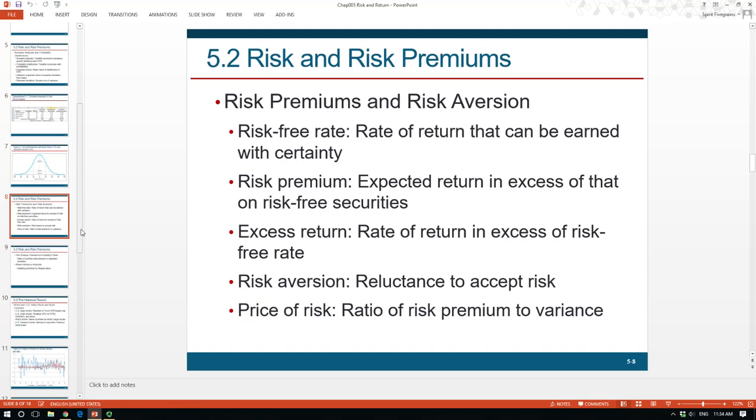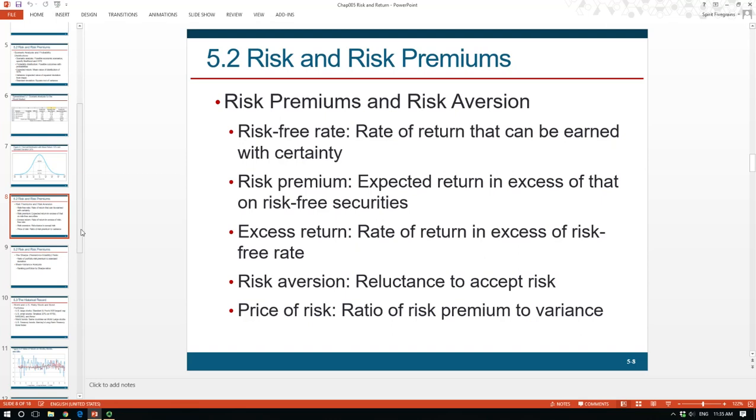So risk premium is the expected return in excess of that on a risk-free security. That is the reward that you can get as an investor by bearing a higher amount of risk. What is the excess return? Excess return is the rate of return in excess of the risk-free rate. So it looks like risk premium is pretty much the same as excess return, but the difference here is that excess return reflects what happened in the past, and a risk premium is about what will happen in the future. Risk premium talks about how much return you can get by bearing a certain amount of risk in the future. But excess return simply shows what you got during the past by bearing more risk.